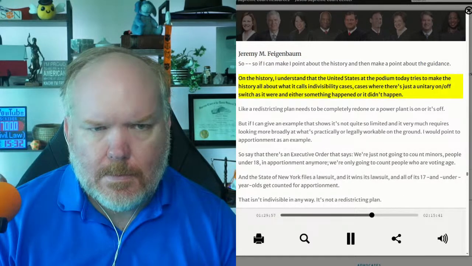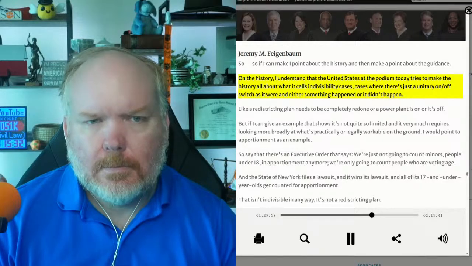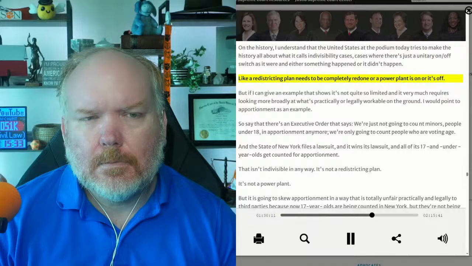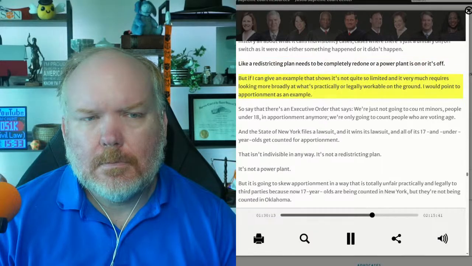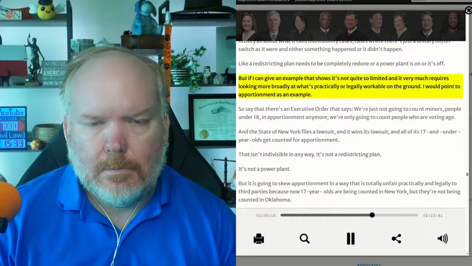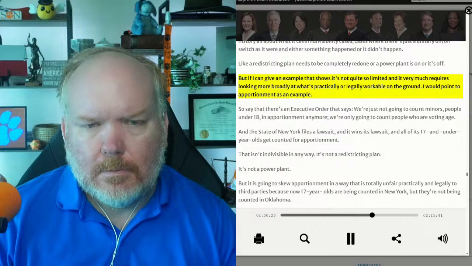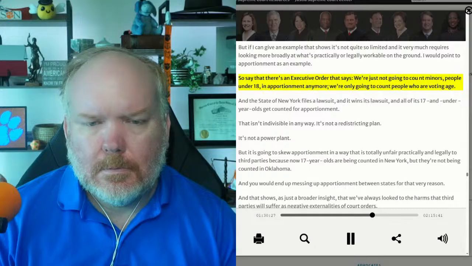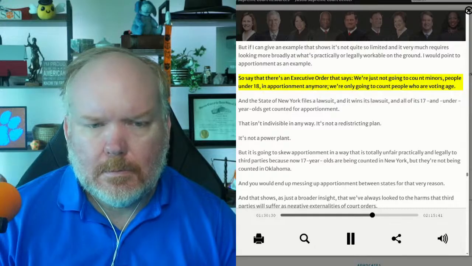On the history, I understand that the United States at the podium today tries to make the history all about what it calls indivisibility cases where there's just a unitary on-off switch, as it were, and either something happened or it didn't happen, like a redistricting plan needs to be completely redone or a power plant is on or it's off. But if I could give an example that shows it's not quite so limited and it very much requires looking more broadly at what's practically or legally workable on the ground, I would point to apportionment as an example. So say that there's an executive order that says we're just not going to count minors, people under 18, in apportionment anymore. We're only going to count people who are voting age.